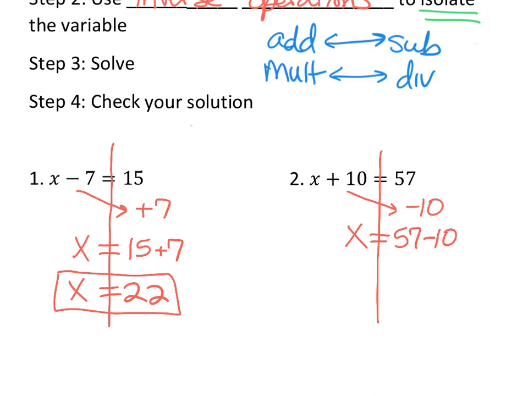Well, 57 minus 10, those are just easy numbers that I can do in my head. What's 57 minus 10? Absolutely. x is all the way by itself. It is isolated. So we have our solution.